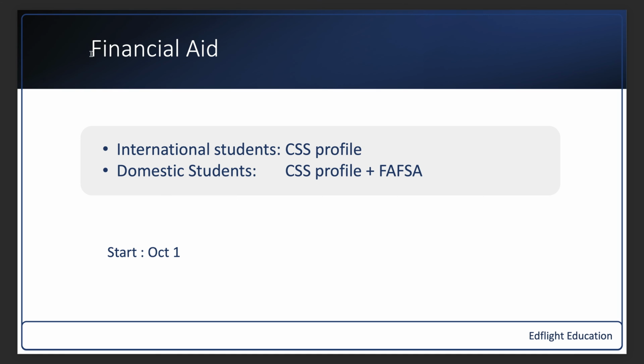As you hit the month of October, it will be the time to apply for need-based financial aid. All international students have to send their CSS Profile to the universities or colleges they are applying to. Domestic students have to send both the CSS Profile together with the FAFSA form. That should happen in the month of October. The CSS Profile opens up on October 1st every year. So as soon as the CSS Profile opens up, I would recommend you start working on it, and that should happen in the month of October.